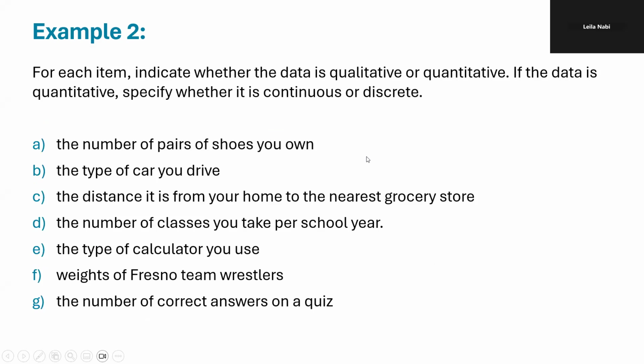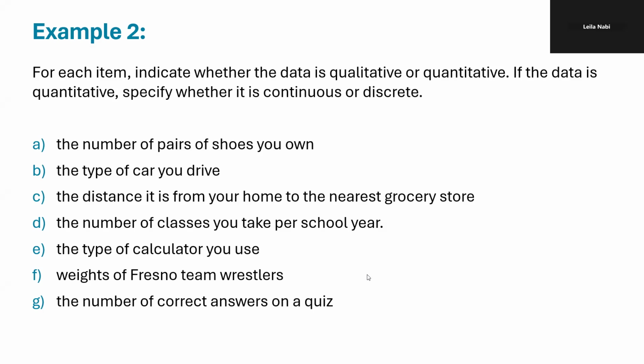Okay, next example. It says for each of these items, indicate whether the data is qualitative or quantitative. And if it's quantitative, if it's a number, specify whether it's continuous or discrete. The number of pairs of shoes you own. The number of pairs, one pair of shoes, two pairs, three pairs, it's a number. It's quantitative. Is it discrete or continuous? It's discrete because it's talking about the number of pairs.